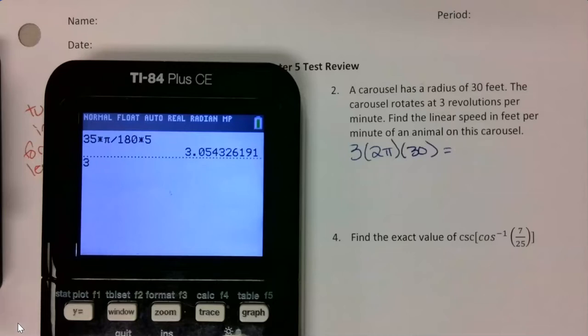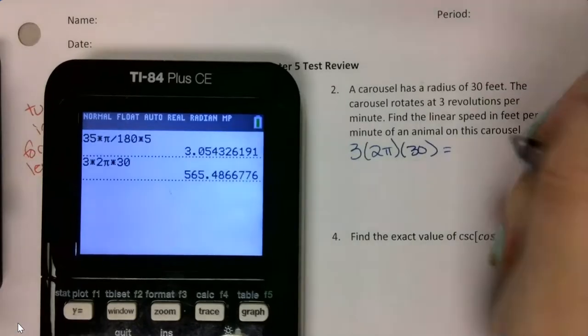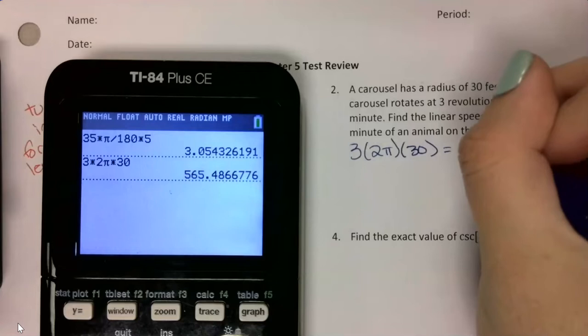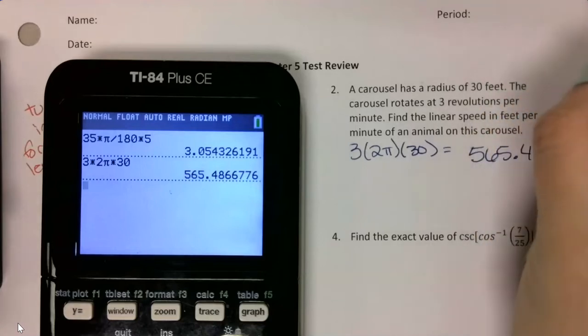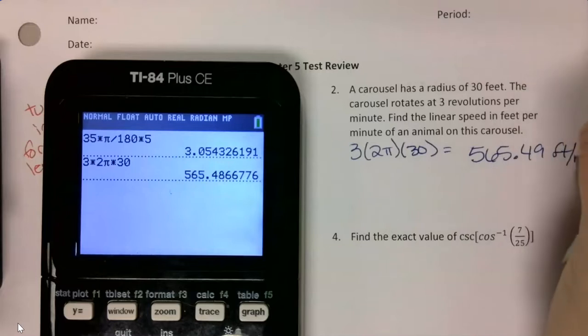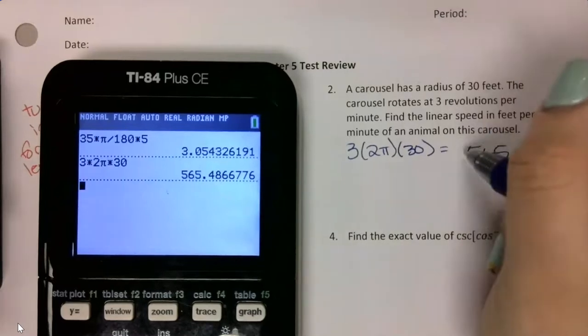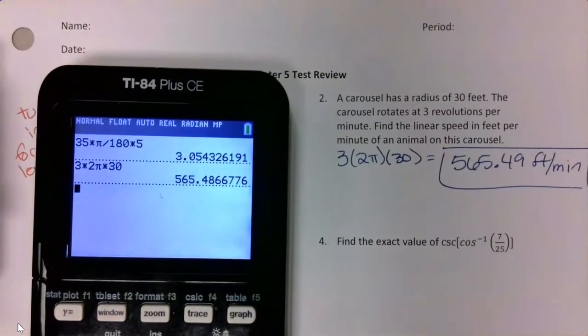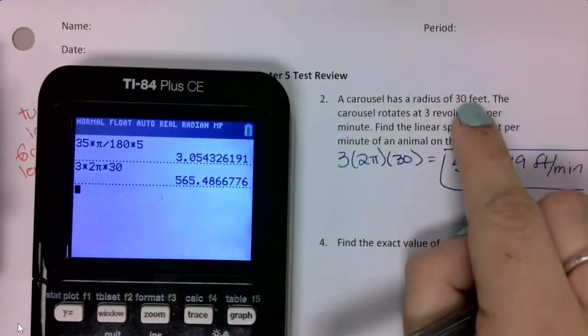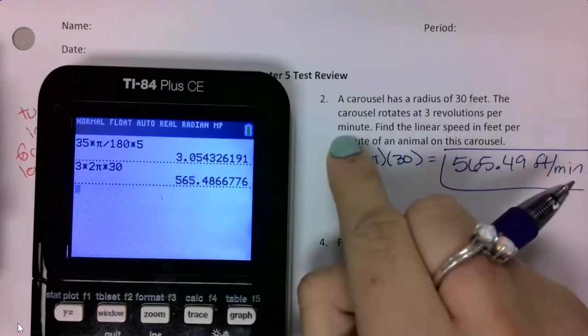So I have 3 times 2 pi times 30, which will give me 565.49 feet per minute. There's no need to worry about converting my units because I already started off in the units I wanted, because I had my radius in feet and my revolutions were already in minutes.